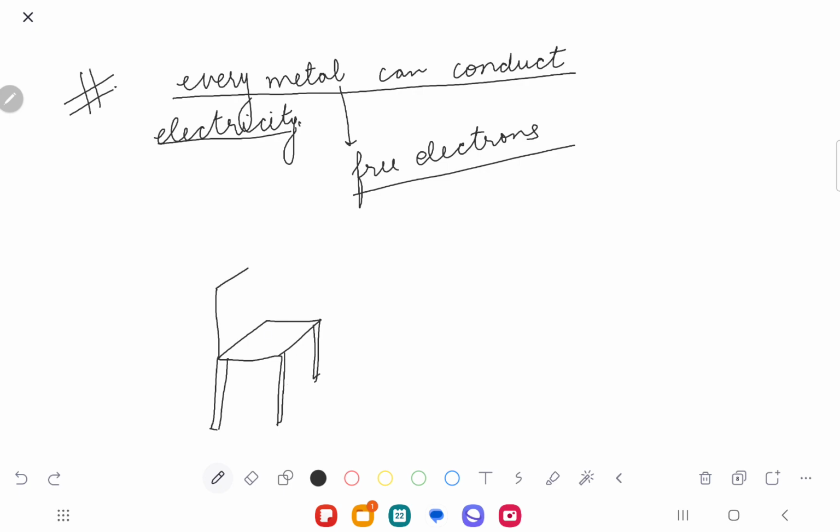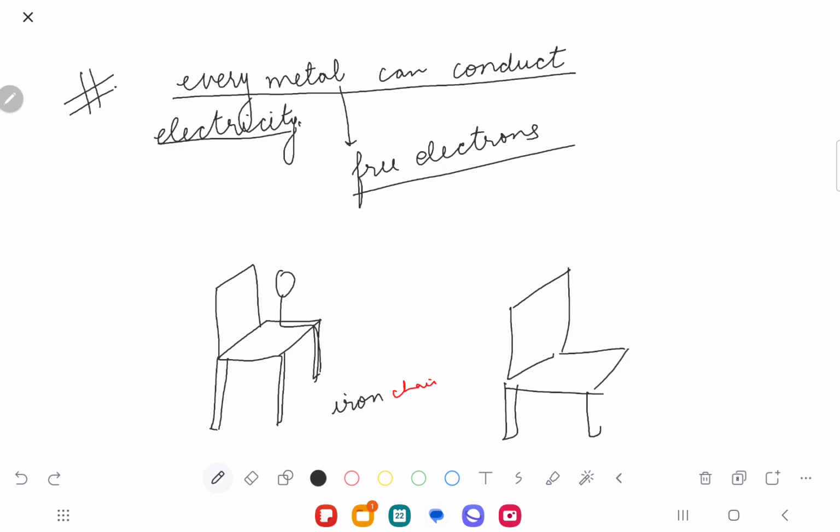All right. And a person is sitting on it. And again the same chair, and the same person is sitting on it again. Now, what is happening? This is the person.